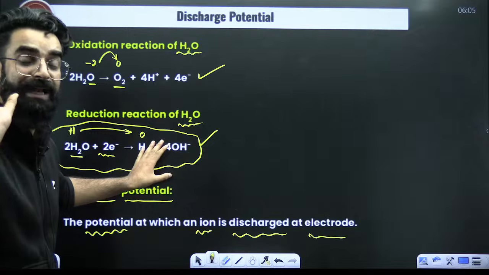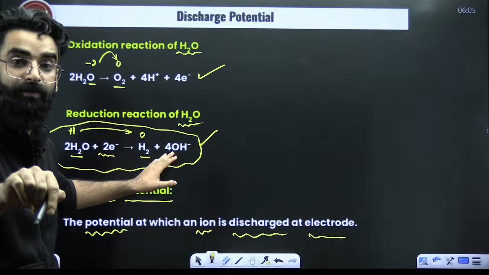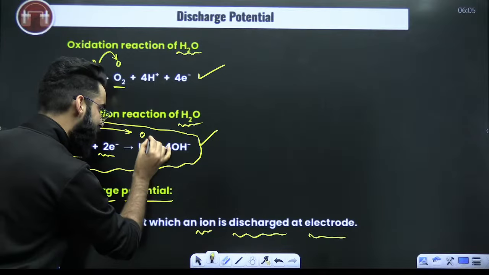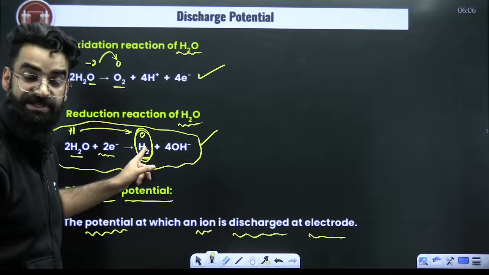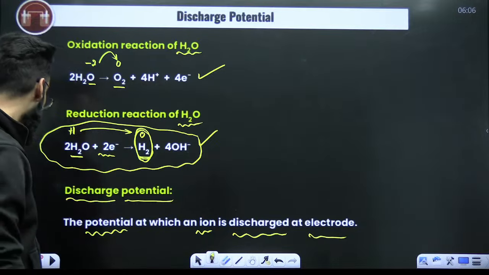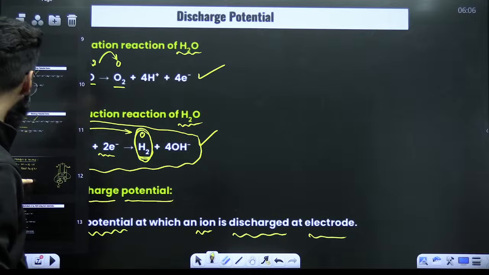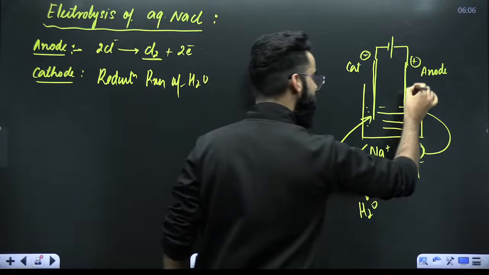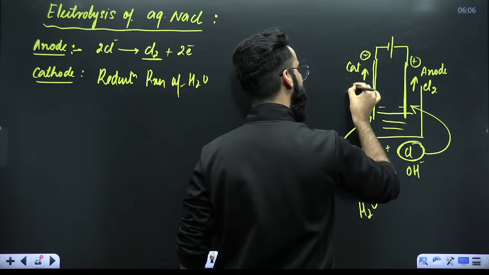So in short, tell me one thing. When we do the electrolysis of aqueous NaCl, at cathode, what is happening? At cathode, it's H2 gas which is being liberated. And at anode, what is happening? At anode, gas was liberated. Which one? At anode, Cl2 gas was liberated. So at anode, Cl2 gas is liberated. At cathode, H2 gas is liberated.